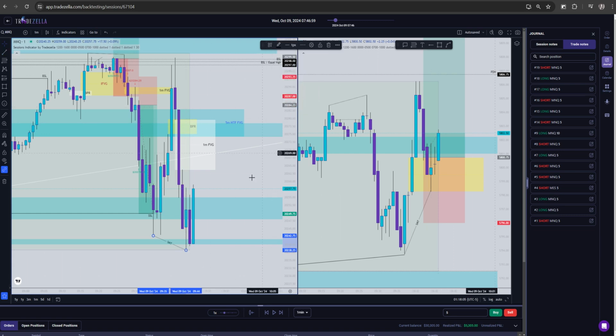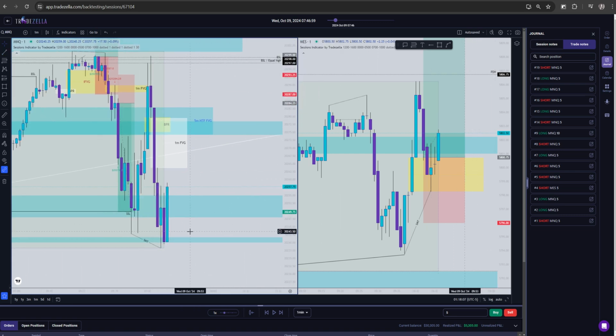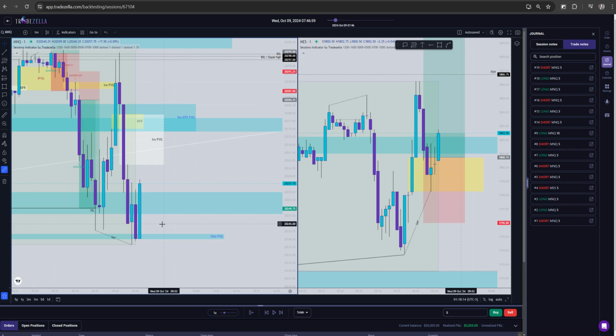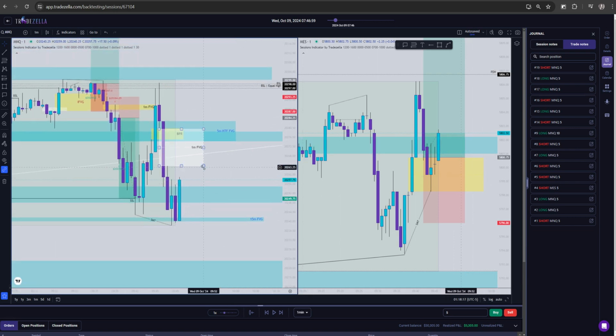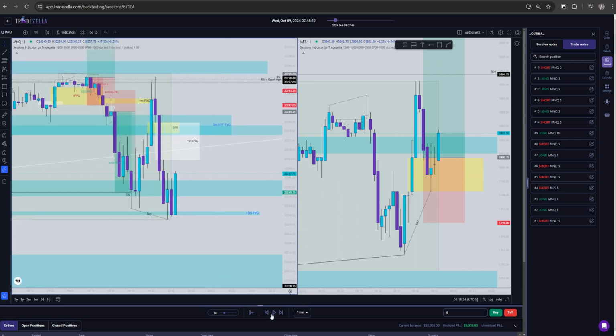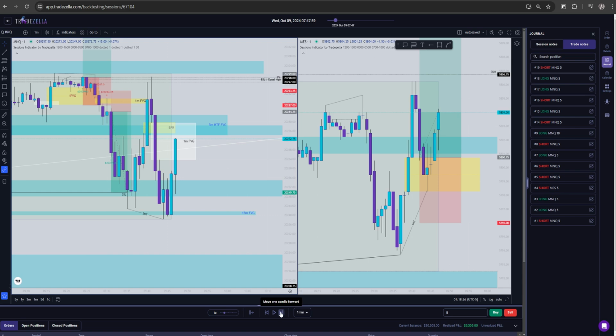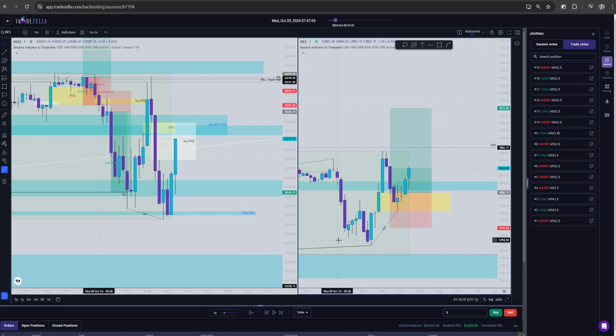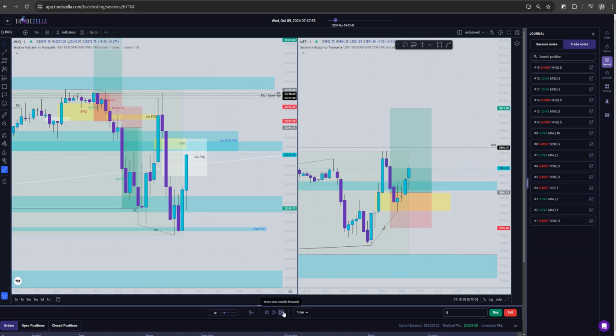Alright, so look, it tapped into that 15-minute fair value gap. Oh, no. Okay. Alright. Is it gonna tap back into here and then shoot down? And we'll see. Next. Alright. So we're past the 50% of that. Oh. Well, what do you know? This would have been a good trade for ES after all. Next.